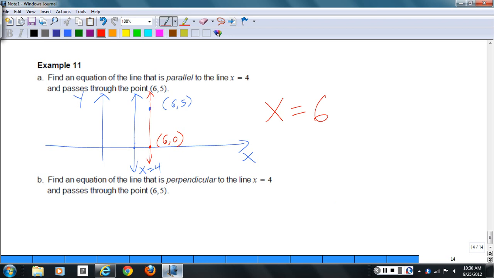So not difficult. Just have to know, okay, parallel to a vertical line, therefore it must be vertical. And so if you write the equation of the vertical line, x equals a number, then it's x equals whatever the x coordinate is, and the x coordinate is 6.